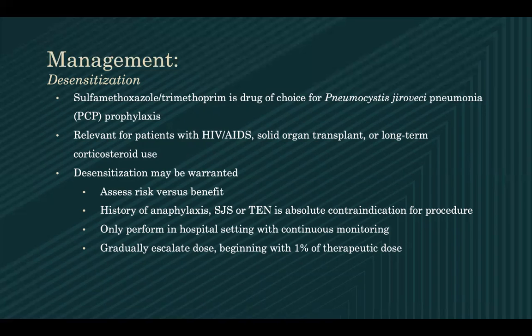Risk versus benefit should be assessed in this case, and a history of anaphylaxis, SJS, or TEN would be an absolute contraindication for the procedure, and it should only be performed in a hospital setting. The dose is then gradually escalated, beginning with 1% of the therapeutic dose and utilizing continuous monitoring for signs of a reaction.